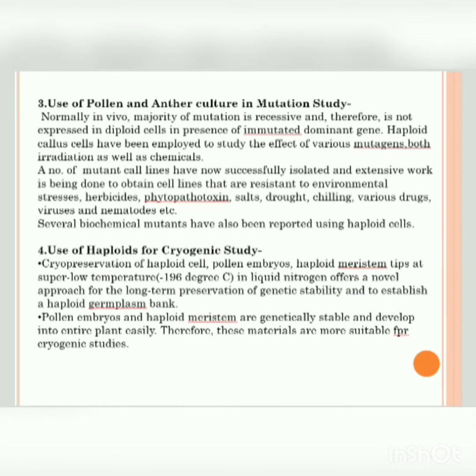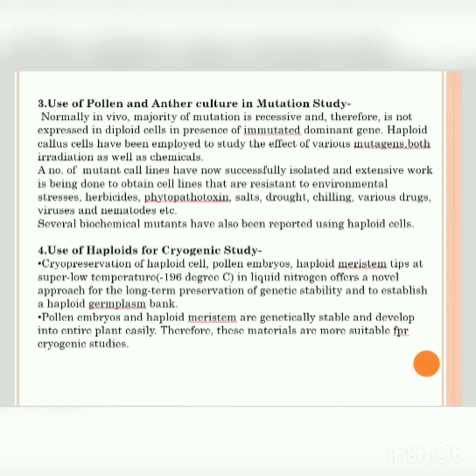The third is the use of pollen and anther culture in mutation study. Now, before going deep into this point, first I should tell all my viewers that as this is a requested video, I have tried my level best to explain and to present this PPT in front of you all, so that you can understand it. If you have any doubt or anything which can be added to this presentation, you are free to ask me and to give me your suggestions in the comment section below, so that if you want any improvement in this topic, you can tell. I will then make another video of it if you need it.